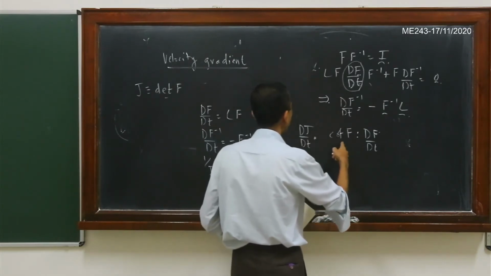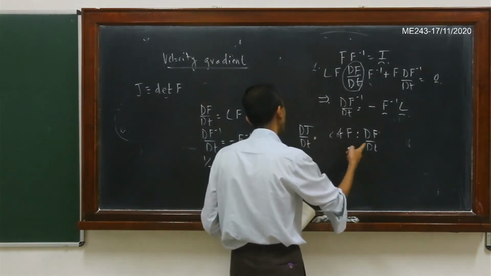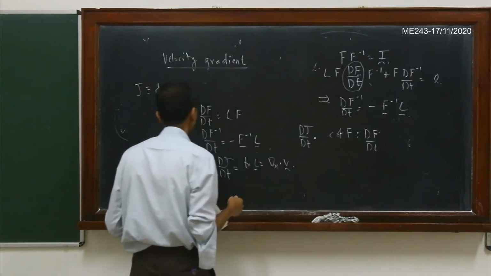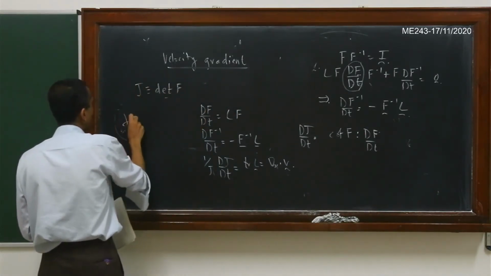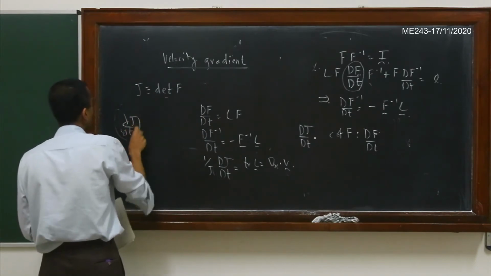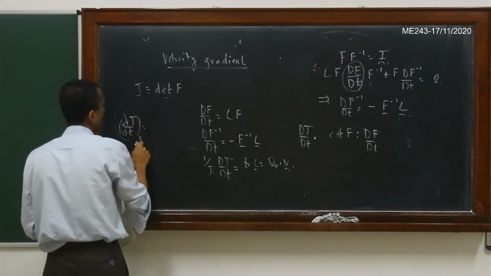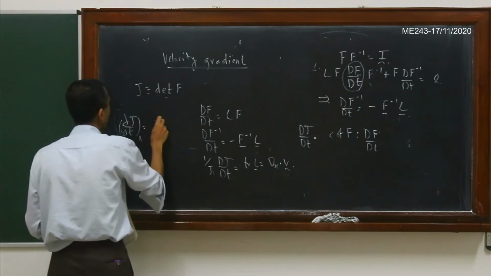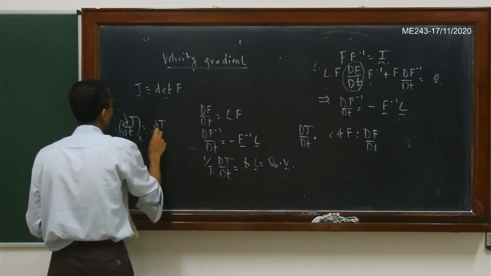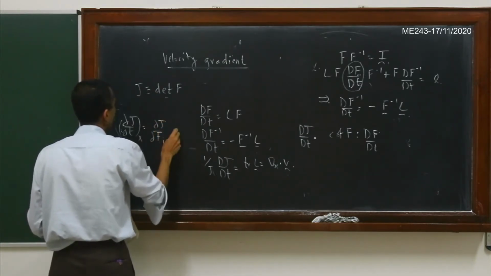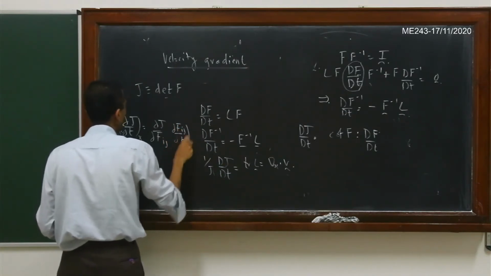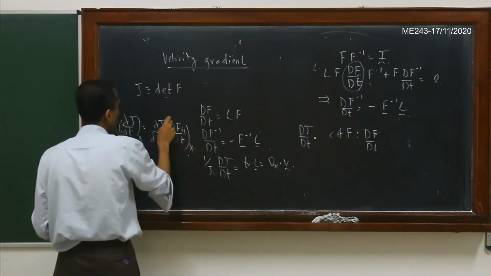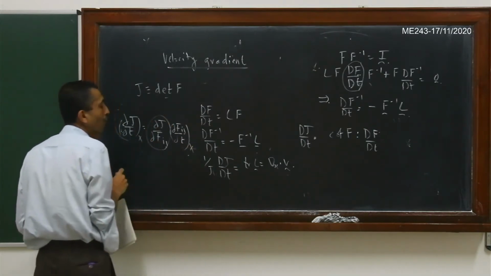If you want to derive this in indicial notation, that is also another option. For example, you can write del j by del t, keeping capital X fixed, is equal to del j by del f ij times del f ij by del t, keeping capital X fixed. And so this is nothing but the cofactor of f.